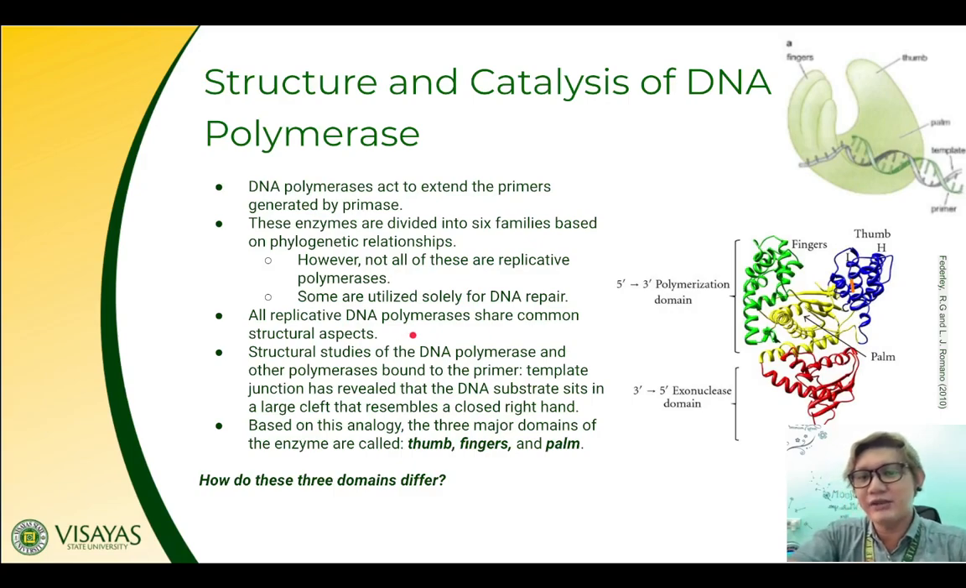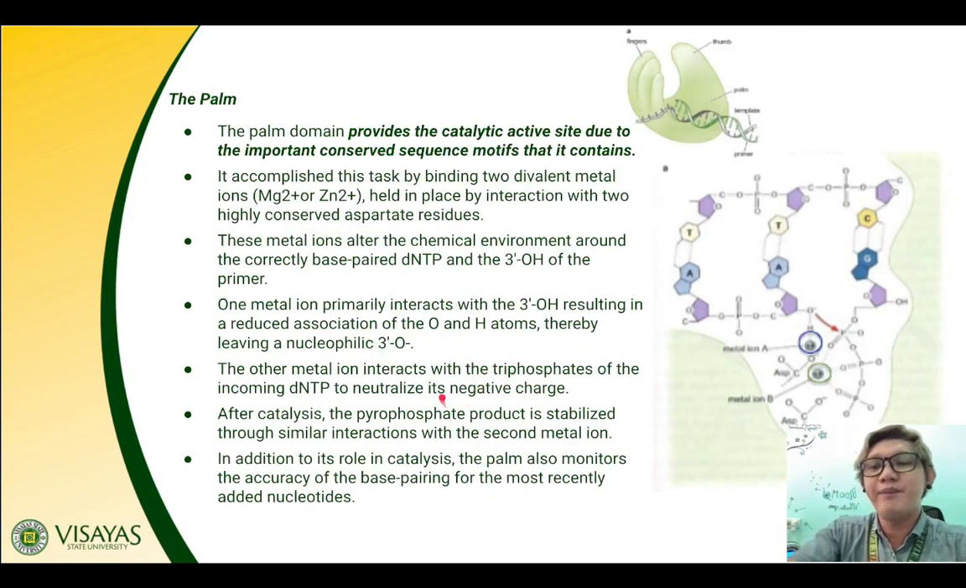Structural studies of DNA polymerase bound to the primer-template junction have revealed that the DNA substrate sits in a large cleft that resembles a closed right hand. Based on this analogy, the three major domains of the enzyme are called the thumb, the fingers, and the palm. Now, how do these three domains differ? The palm domain provides the catalytic active site due to the important conserved sequence motifs that it contains.